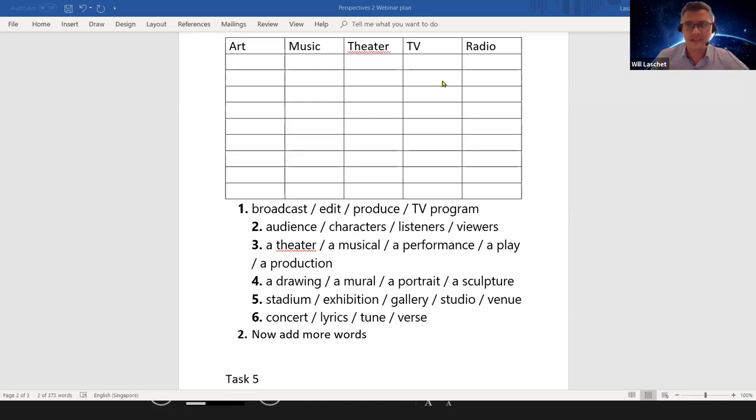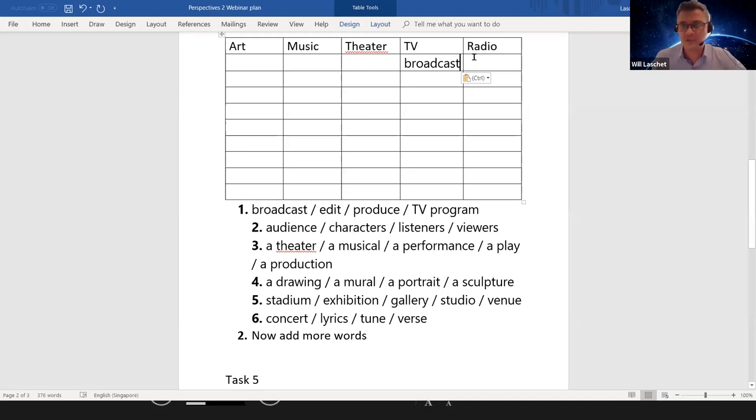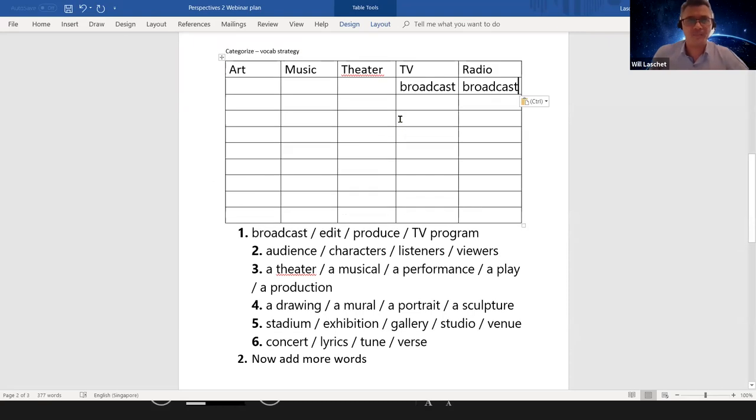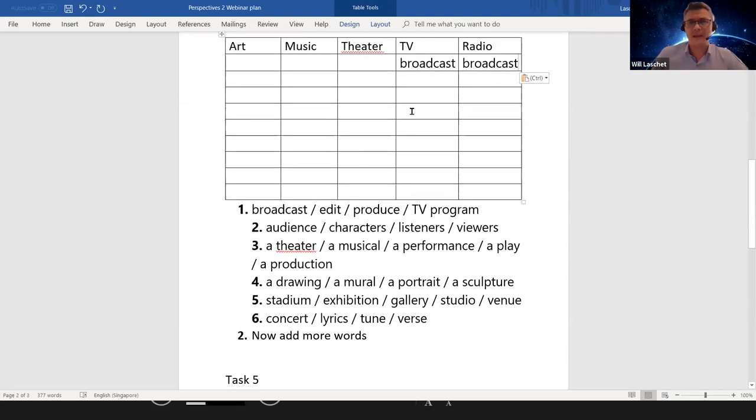So people are putting TV. Okay, so let's put that under TV, and people are also putting radio. Right, so I'm going to put that under TV and radio. And you're right, it is TV and radio.